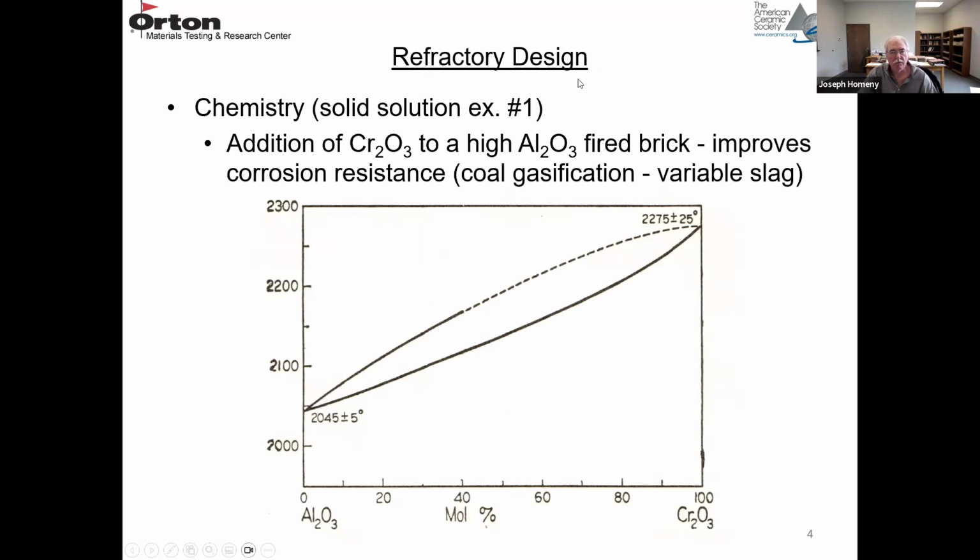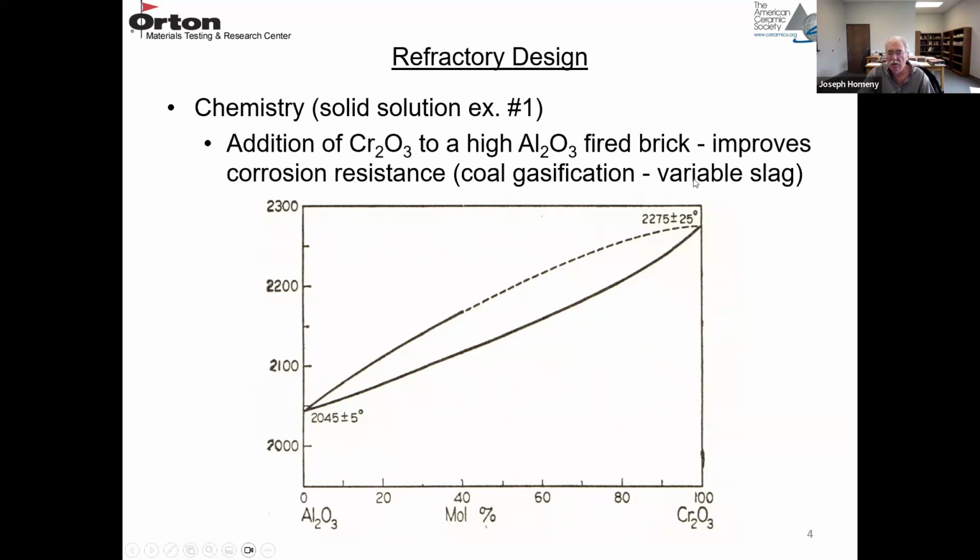So the first area is refractory design, and I'll go through some examples for chemistry. So the first example here is for solid solutions. And we've looked at this phase diagram a few weeks ago. So there's a chrome addition to an alumina refractory. So why do you add chrome? Because it improves the corrosion resistance. And an important application for this type of refractory might be coal gasification.